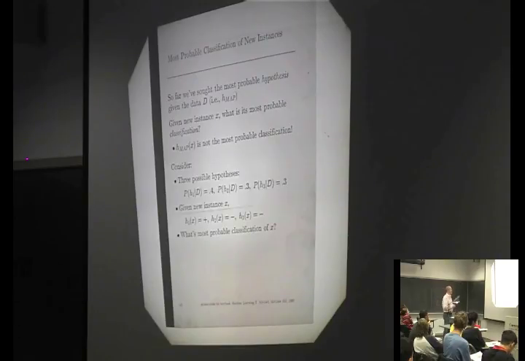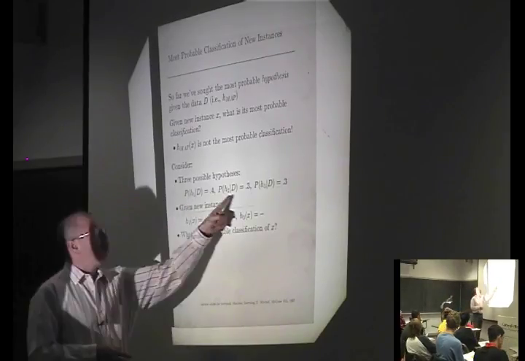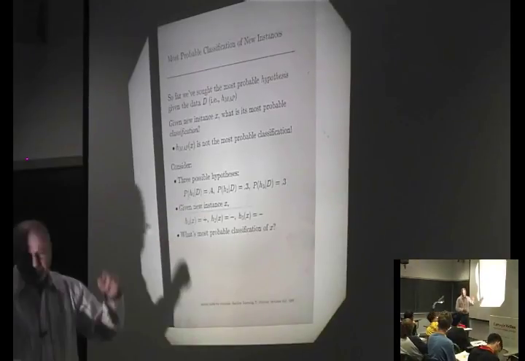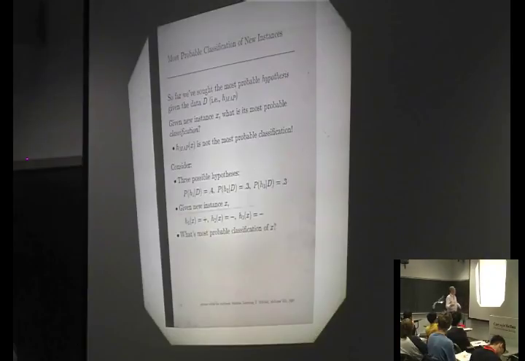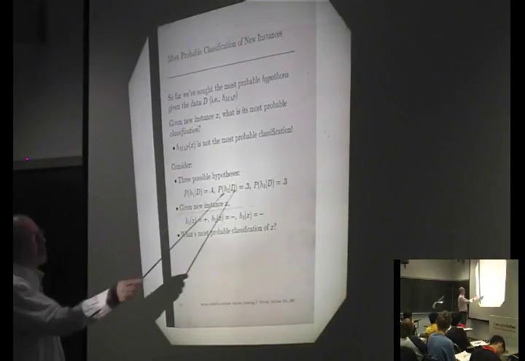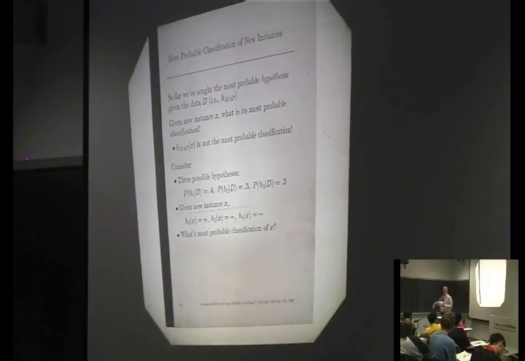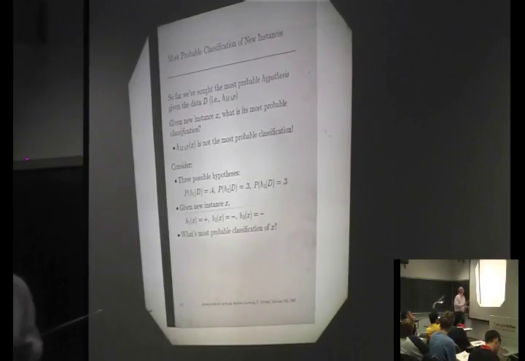Why is that better? Imagine that you have three possible hypotheses, H1, H2, and H3. And these are their posteriors after you saw the data. The posterior assigns 40% that H1 is correct, 30% that H2 is correct, and 30% that H3 is correct. So if you were to choose the most likely hypothesis by its posterior, you would choose H1. This is the MAP hypothesis.